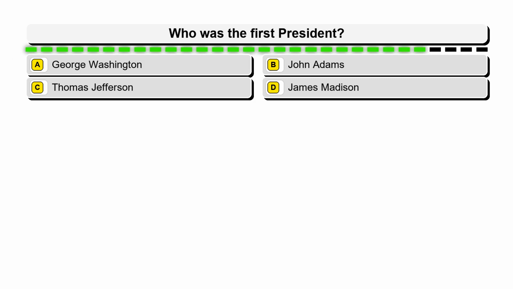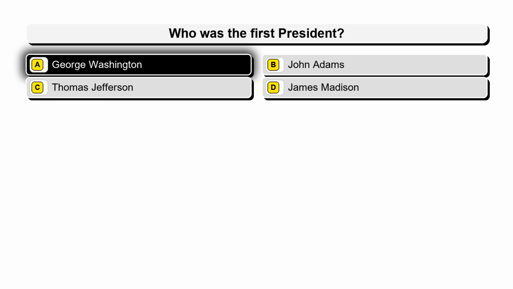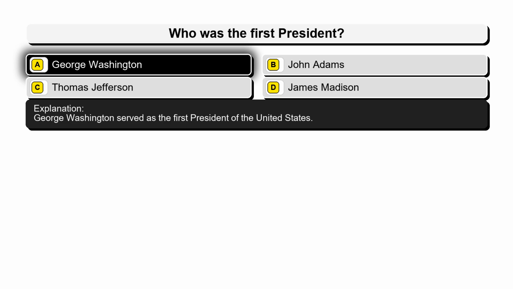Question 153. Who was the first president? Option A, George Washington. Option B, John Adams. Option C, Thomas Jefferson. Option D, James Madison. The correct answer is option A, George Washington. George Washington served as the first president of the United States.